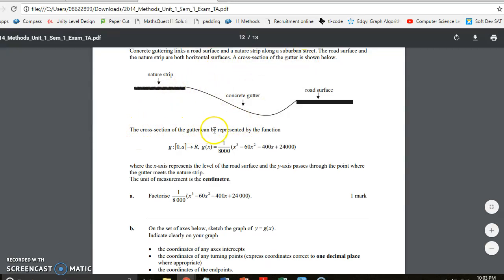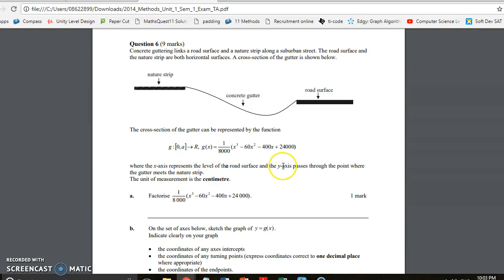The cross-section of the gutter can be represented by the function here, where the x-axis represents the level of the road surface and the y-axis represents the point where the gutter meets the nature strip. So the y-axis is here, and the x-axis is the level of the road surface. The unit of measurement is centimeters.